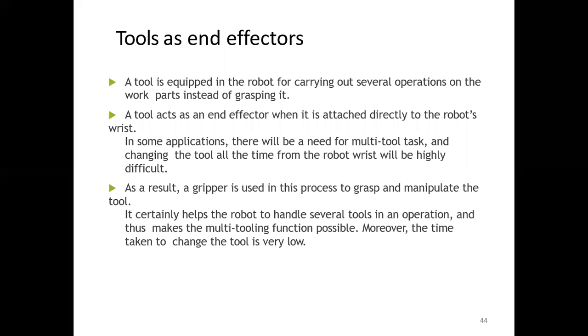So, tools as the end effector. The tool is equipped in the robot for carrying out several operations on the work parts instead of grasping it. The tool acts as an end effector when it is attached directly to the robot's wrist. In some applications, there will be a need for a multi-tool task, and changing the tool all the time from the robot wrist will be highly difficult. As a result, a gripper is used in this process to grasp and manipulate the tool.